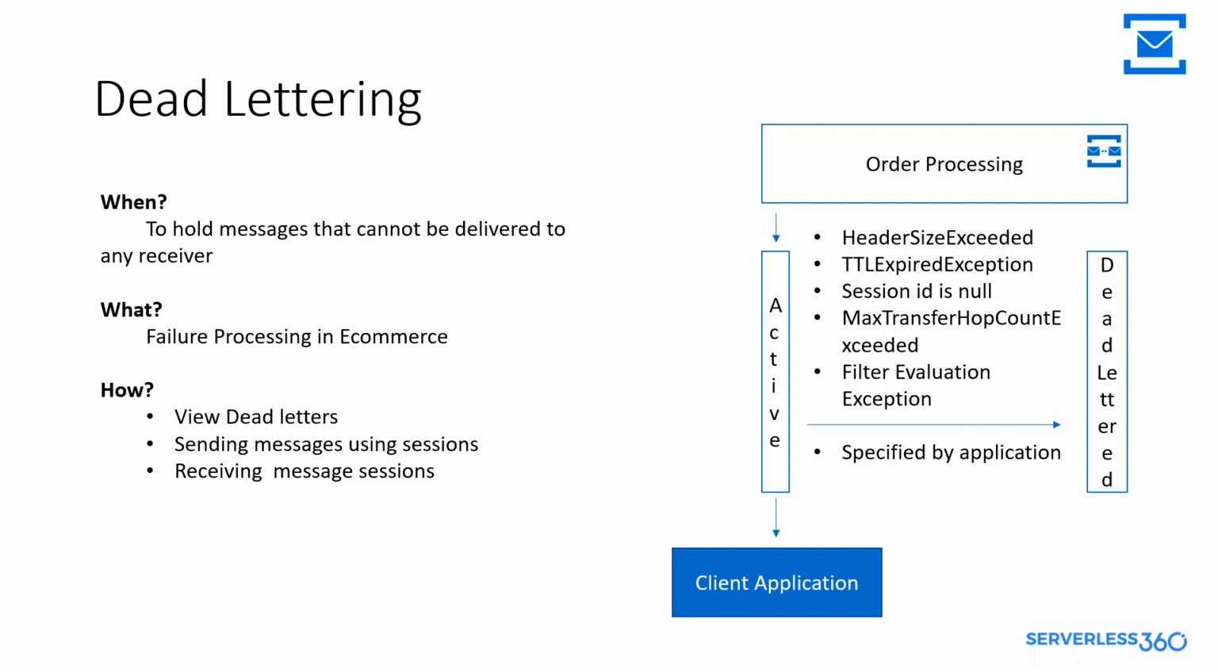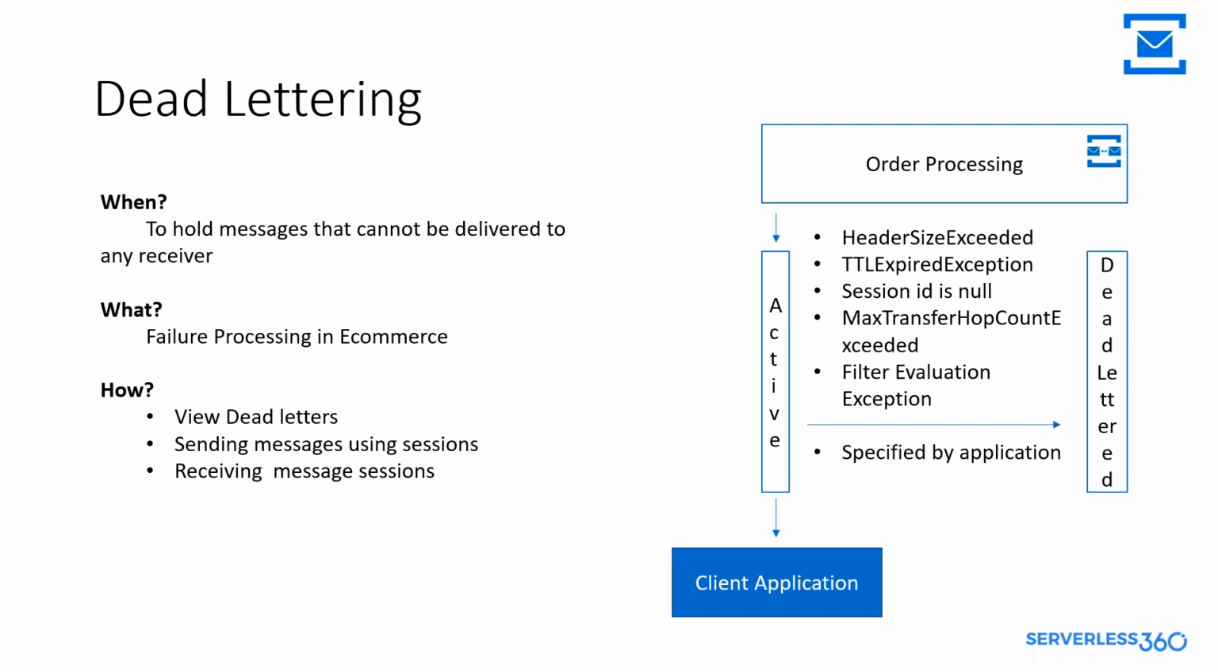And a maximum transfer hop count. A Service Bus queue has an interesting property called auto forwarding. When you enable auto forwarding, whenever a message comes into this queue, you can automatically push it to another Service Bus queue or a topic. So one hop is one forwarding. If the maximum transfer hop count is set to 4, and the message has been hopped more than 4 times, then it will ultimately end up in the dead letter queue.